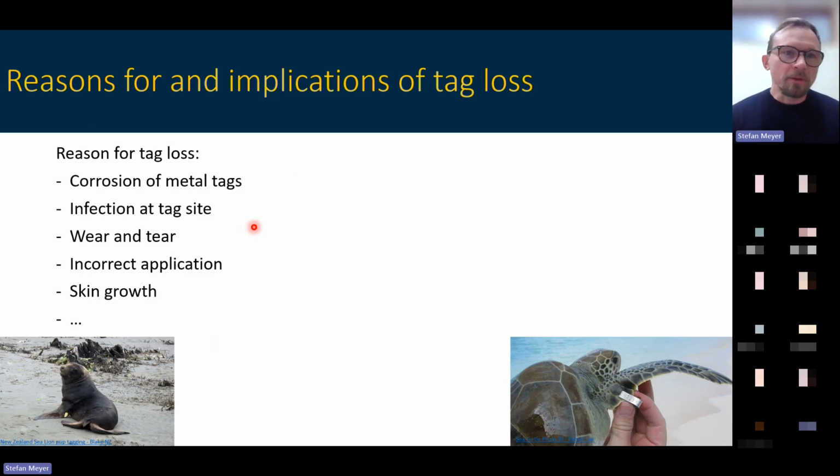There are obviously many reasons why tags can get lost, and I can just list a few. For example, corrosion can have a big impact on metal tags, as you can see in this figure down here. Therefore, tags can simply fall off. There can be infections at the tag site, and the tag is simply discarded off the skin or the tissue. Usual wear and tear can occur through UV radiation or salt water, or the habitat, such as rocks if animals rub their body against structures such as rocks. Incorrect application can also lead to tag loss, and skin growth.